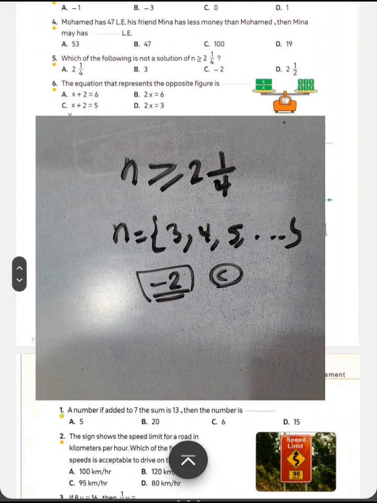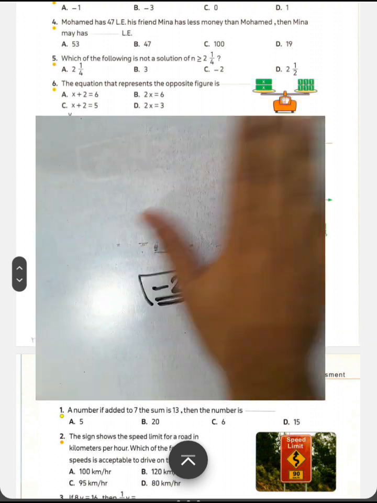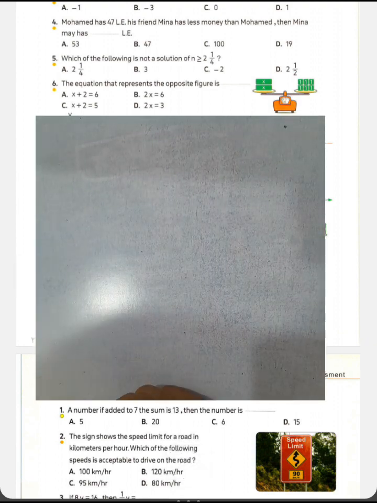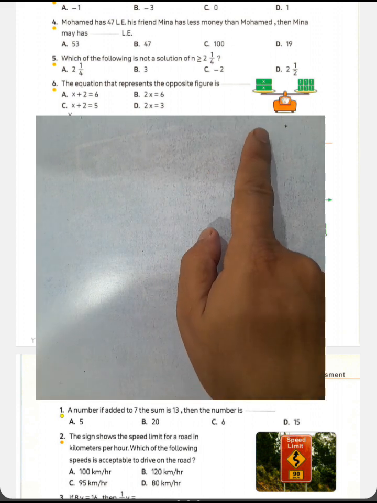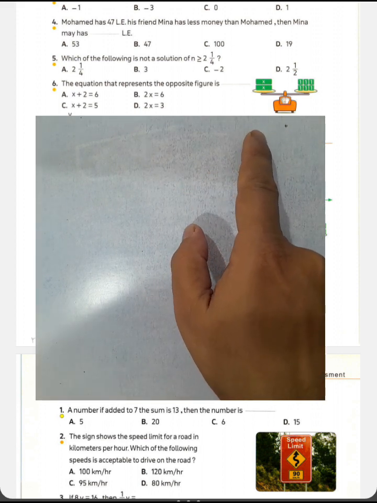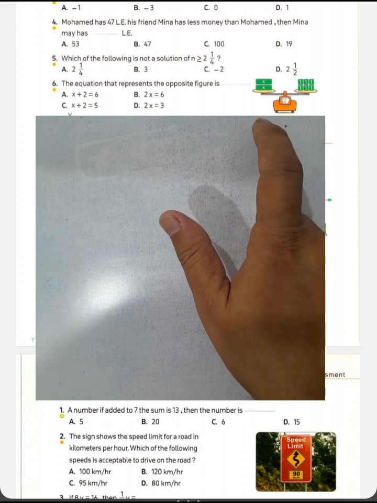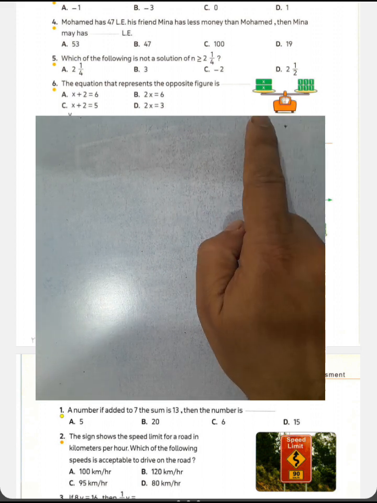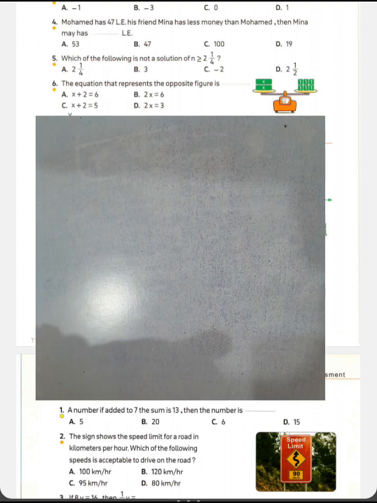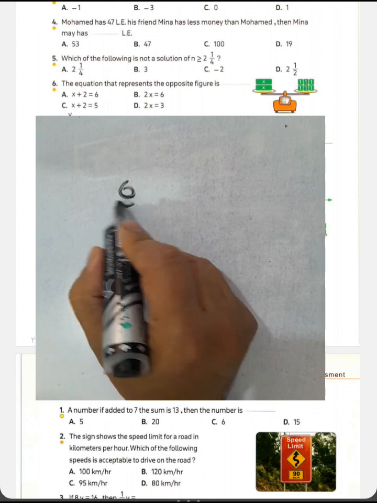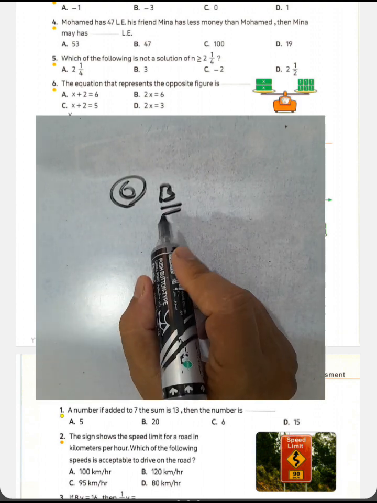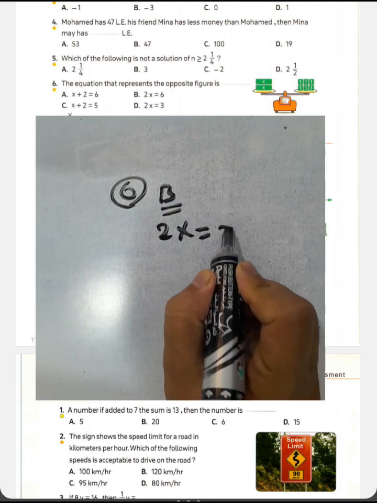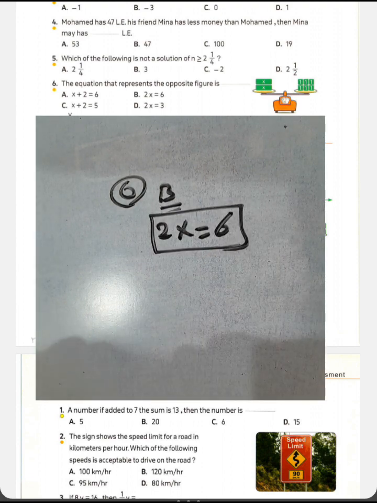Question number 6. The equation that represents the opposite figure: we have x plus x equal to 2x, and on the right hand side 6. Then the equation will be 2x equals 6. Choose letter B for question number 6. We can write 2x equals 6.